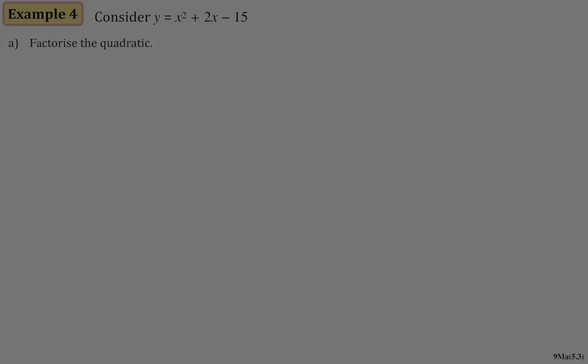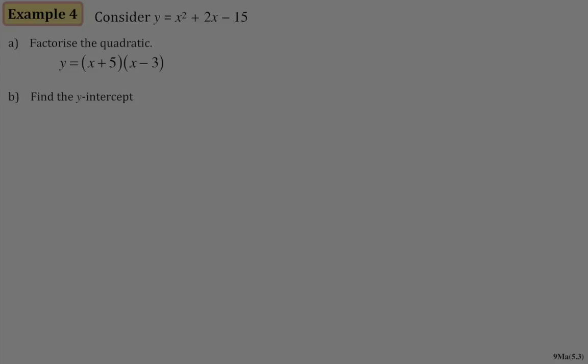Okay, so we've got to consider y equals x squared plus 2x take 15, and the first thing we need to do is factorize it. Well, factorizing this, it's a monic quadratic trinomial. I need two numbers that times to give minus 15 and add to give 2. What are numbers that times to give minus 15 and add to give 2? They would be 5 and minus 3. And that's why I have a plus 5 and a minus 3 there. So that's how we factorize that.